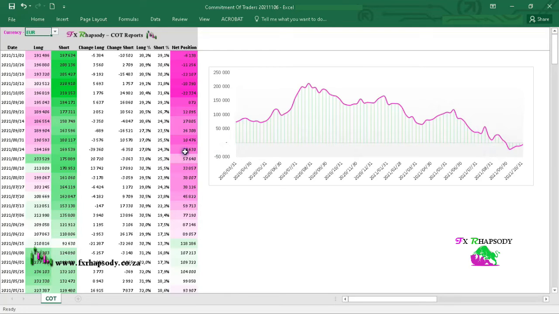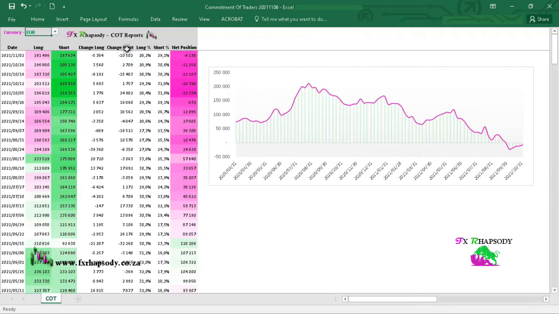You can see over here as well, it was a low in the net positions at negative 22,000, and you can see slowly but surely the net positions is getting a bit better. So basically what they're doing is they're opening more longs, closing more shorts.